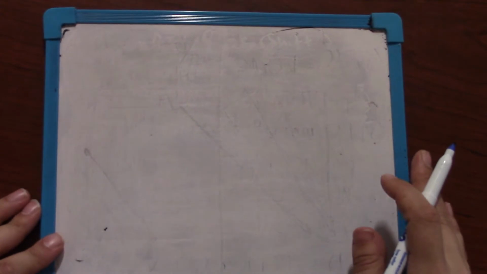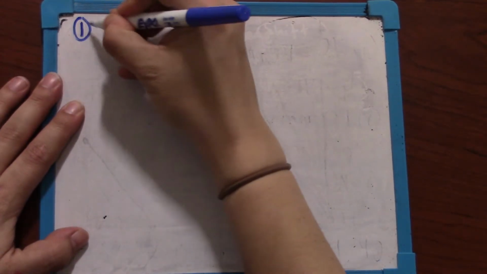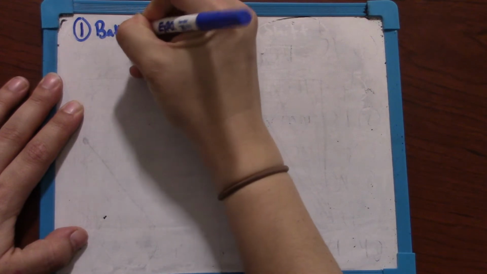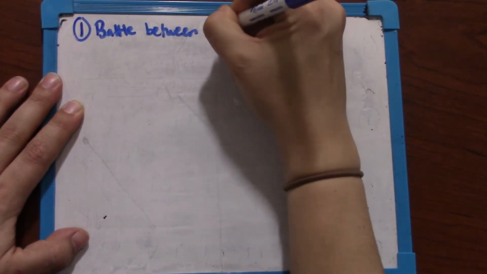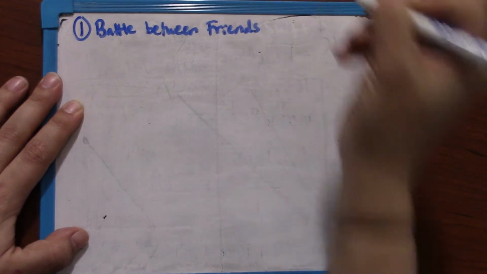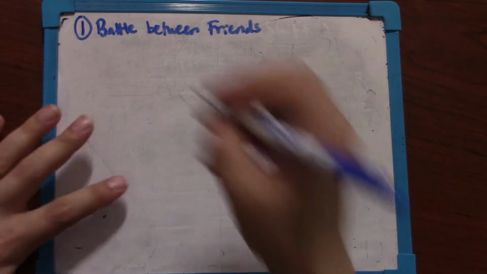So first, a simultaneous move game in normal form. So let's talk about the battle between friends. This is a game that was originally called the Battle of the Sexes. Here we're going to talk about two friends, Abby and Marie.